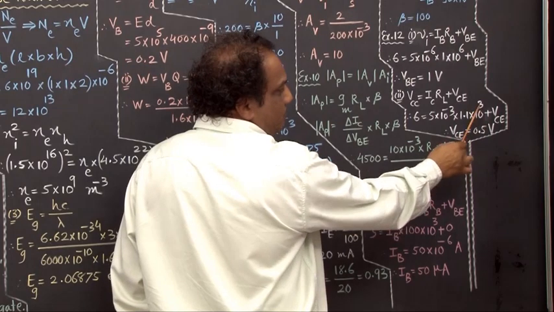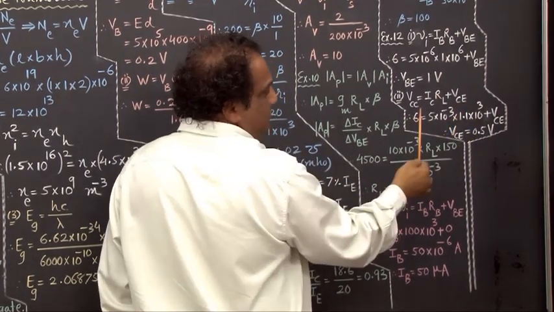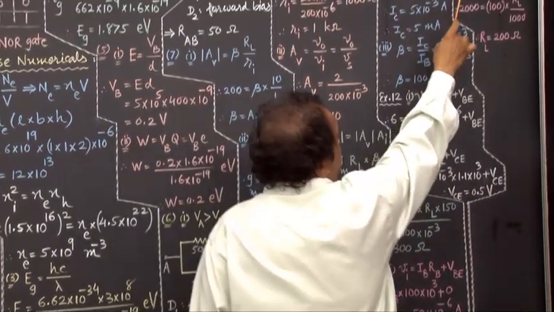10 raised to minus 3, 10 raised to plus 3 will cancel. 5 into 1.1, that is 5.5. Transfer it here. 6 minus 5.5, that is 0.5 volt. Got it? Now kindly read the statement of the last example, number 13.